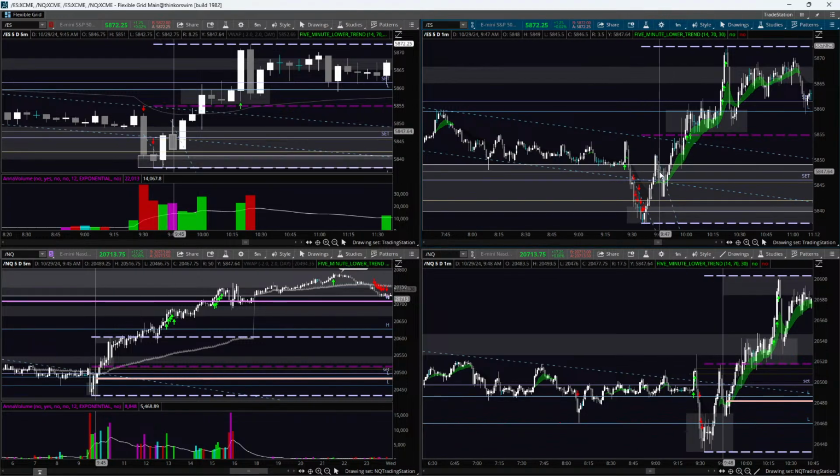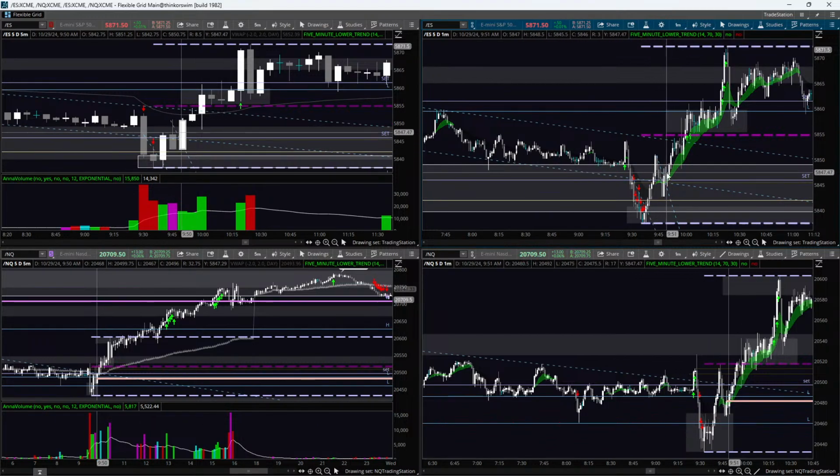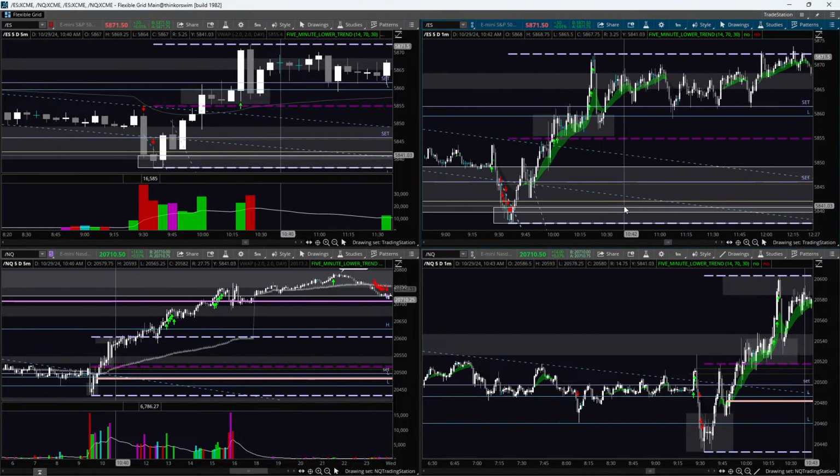Ended up the day positive with about 223 bucks, so about 230 bucks if you multiply it by 10, if it was one mini, right? But I'm going to be trading one micro still.